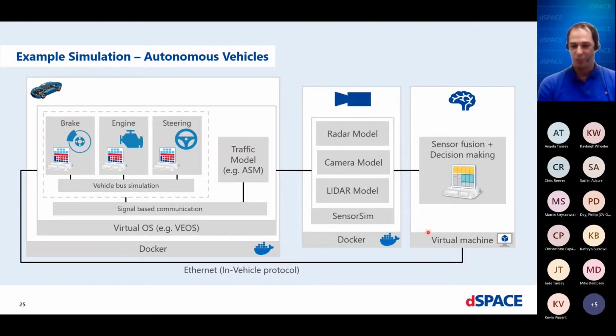And then additionally, you may run a second Docker container, which runs your sensor simulation, radar models, camera models, LiDAR models, and then maybe a virtual machine separately, which is doing the sensor fusion and decision-making for your system. And all of that could then again be connected up via automotive Ethernet or something back to your devices under test. So it's a much more complex environment, a much more complex architecture, which needs to be modeled here.